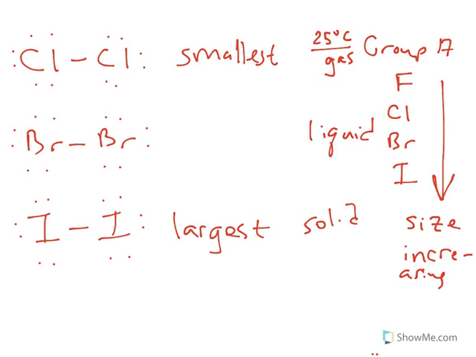So what is trending here is that as we get larger in this group, what do we expect in their boiling points? I would say that chlorine is going to have the lowest boiling point. Bromine would have the second lowest, or second highest, boiling point. And then iodine is going to have the highest boiling point.